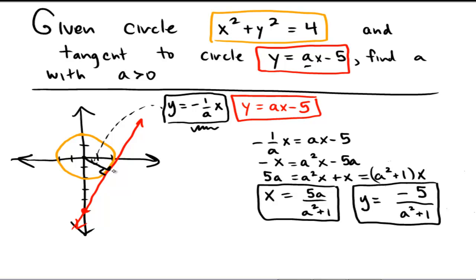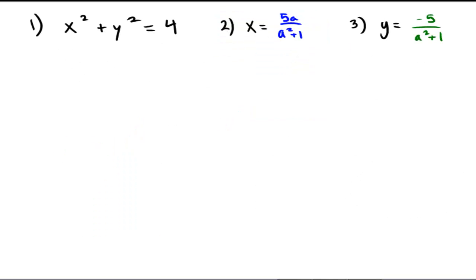Now we have to figure out what the actual value of a is. Fortunately I moved on to the other slide, so hopefully you pause the video for a moment if you need to write down any of these notes. If we move to the next slide, we have discovered now that x squared plus y squared equals 4 is the equation of the circle. The x and the y coordinates of the point of intersection of the radius with the line are 5a over a squared plus 1 and negative 5 over a squared plus 1.